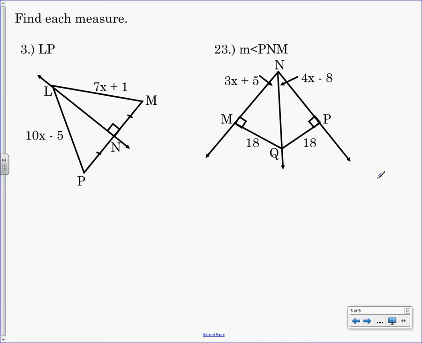Thank you. Find each measure. We're going to find LP in this picture. With the concept of today only, we're either talking perpendicular bisectors or angle bisectors, pretty much, right? So on this picture for number three, do I have a perpendicular bisector shown or do I have an angle bisector? Perpendicular bisector, because I have a perpendicular bisector. Is that okay?